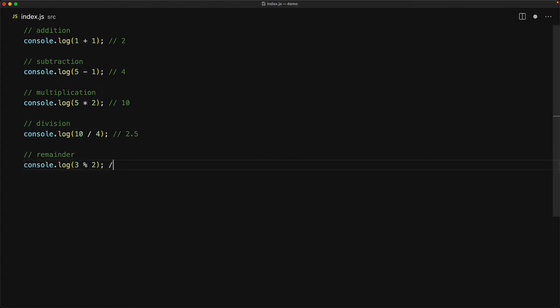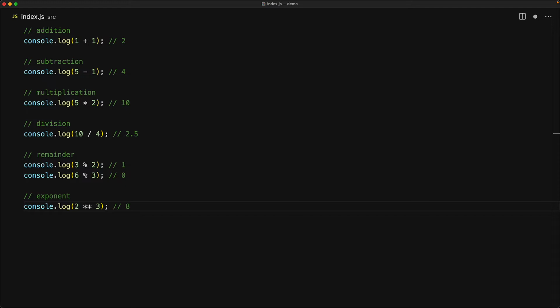You can use the % sign for remainder, also called modulo. So 3 divided by 2 gives us a remainder of 1, and 3 is a perfect factor of 6, so that gives us a remainder of 0. JavaScript also has the exponent operator, which you might be familiar with as power, and it is represented by double stars. For example, 2 to the power 3 gives us 8.